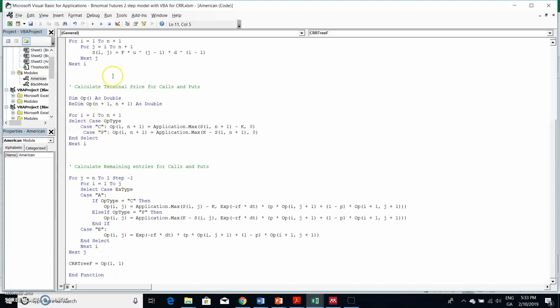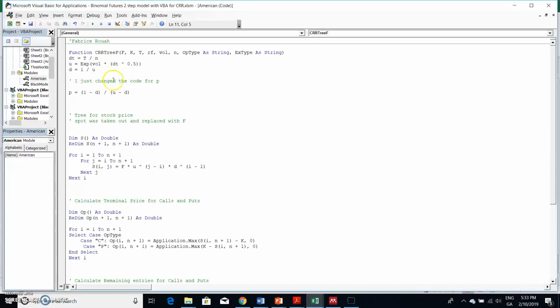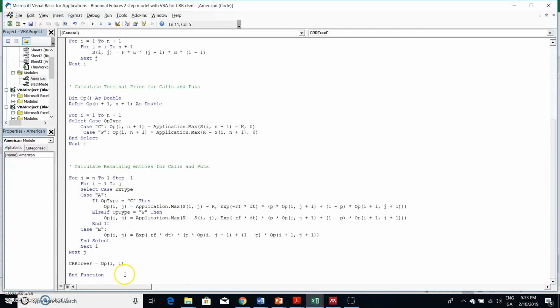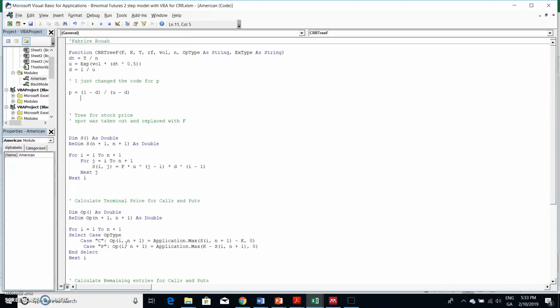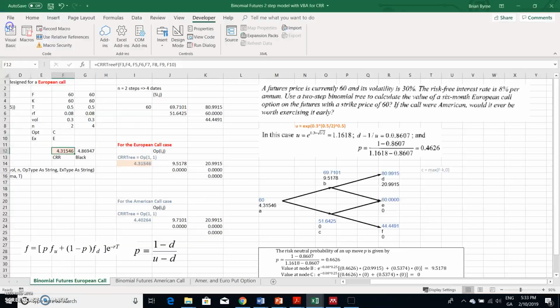And I'll set a link to a file where you can pull down this code in a hyperlink below the video. Okay, so let's have a look then at this two-step tree. If I put 2 steps in, the value I obtain from this tree is 4.31546. So this code seems to be working, and in fact I've already verified this code.